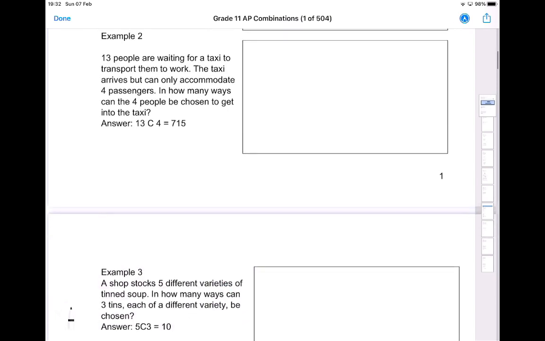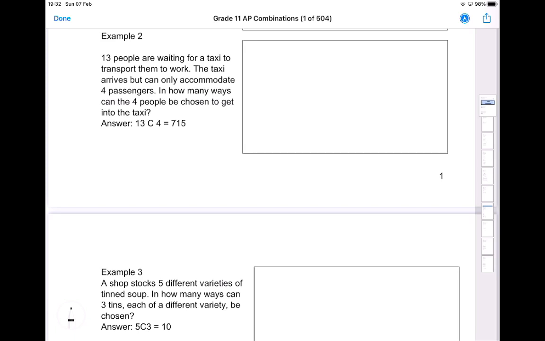Let's look at number 2 there. There are 13 people waiting for a taxi to transport them to work. You can imagine that. People are waiting for a taxi to take them to work. The taxi then arrives, but it can only accommodate 4 passengers. So only 4 people can go. Out of the 13 that are there, only 4 can go in. So we want to know in how many ways the 4 people can be chosen to get into the taxi.